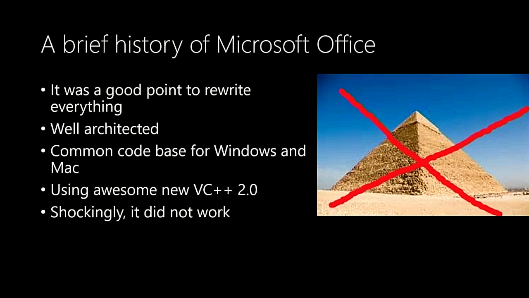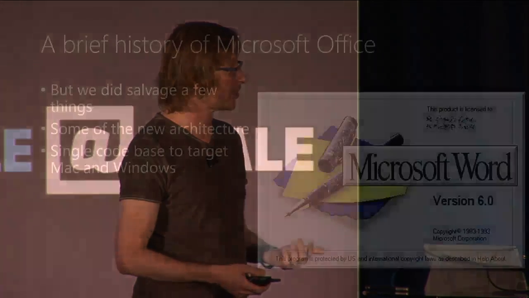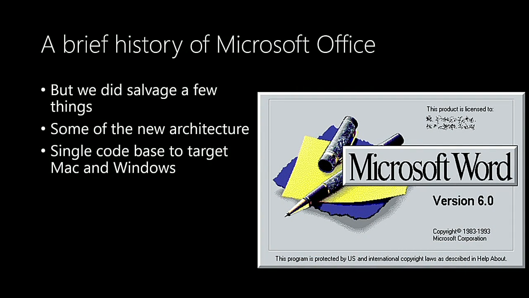We went for a while and we realized that when you have a successful product and you try to rewrite it without really thinking about it too much, even with the best intentions, you forget all of the good things that the code base did and all of the good things that your users loved. So the project was canceled. We had some really smart managers, but we did salvage a few things. We salvaged some of the architecture. We actually managed to build a different product that could dual target Windows and Mac.